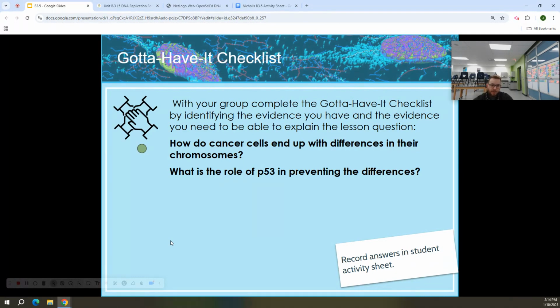Okay, so we're going to develop something for the first time that we've never done before. Got to have it checklist is what we're going to call it. This is a checklist of things I need before I'm going to explain a phenomenon.